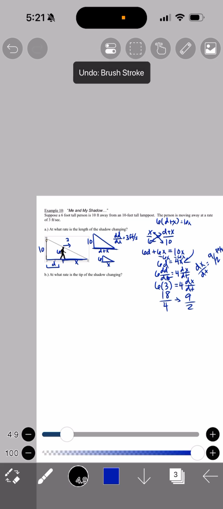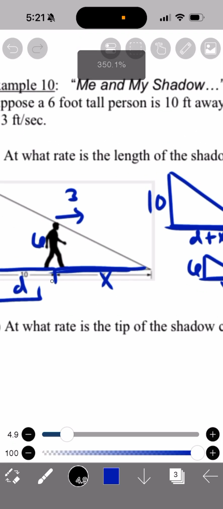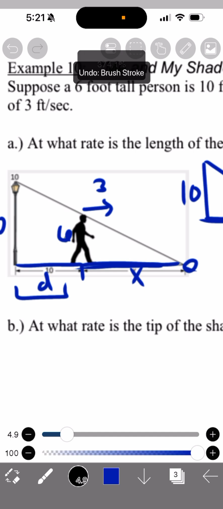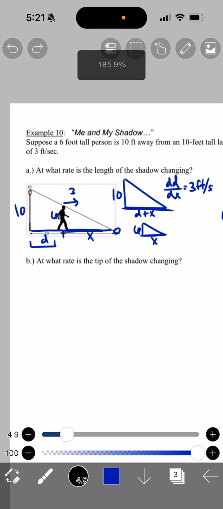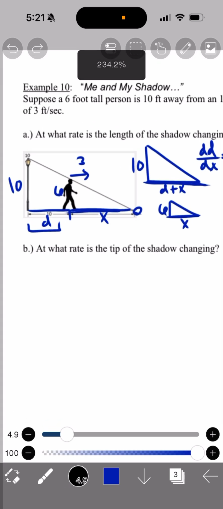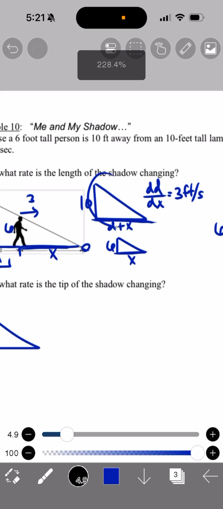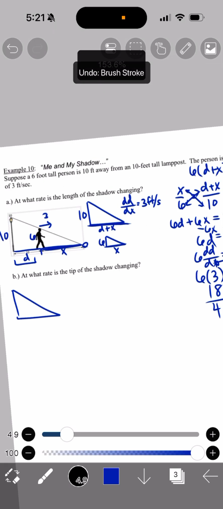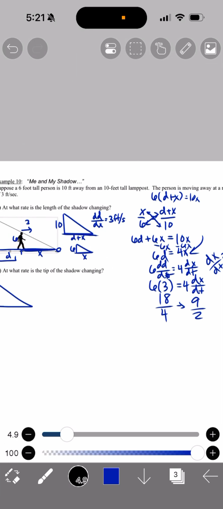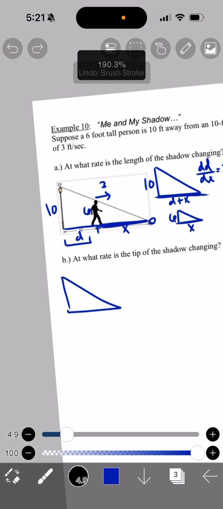Now they ask us at what rate is the tip of the shadow changing? And that is different from this one, because in this problem we just found x, but the shadow's tip is also impacted by how far the person is getting away from the lamppost. So the way we do this is we take a look at our big old thing here. We look at this big one because we're looking at the whole thing now and not just this little part, since we're looking for the rate of the tip of the shadow.